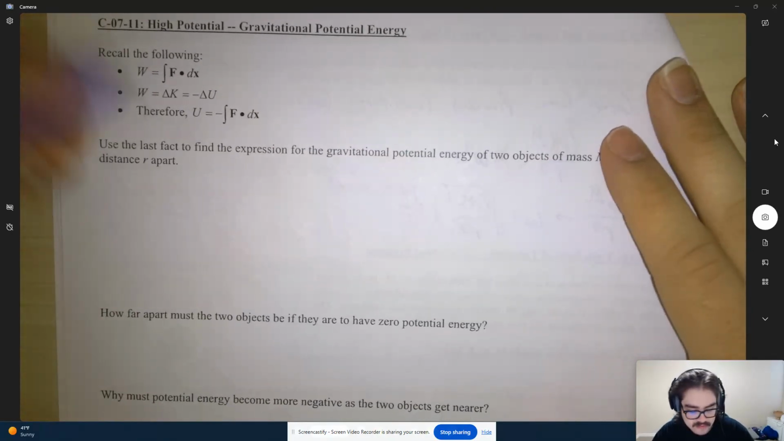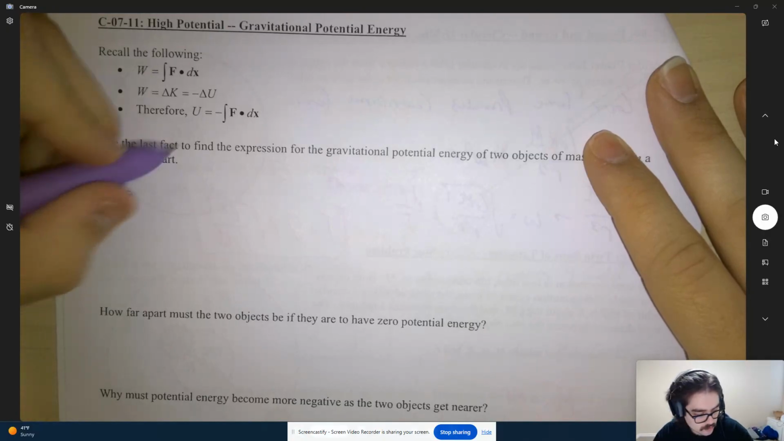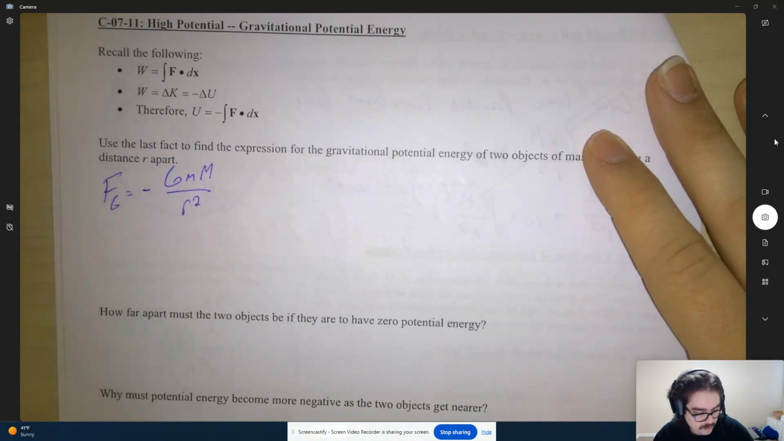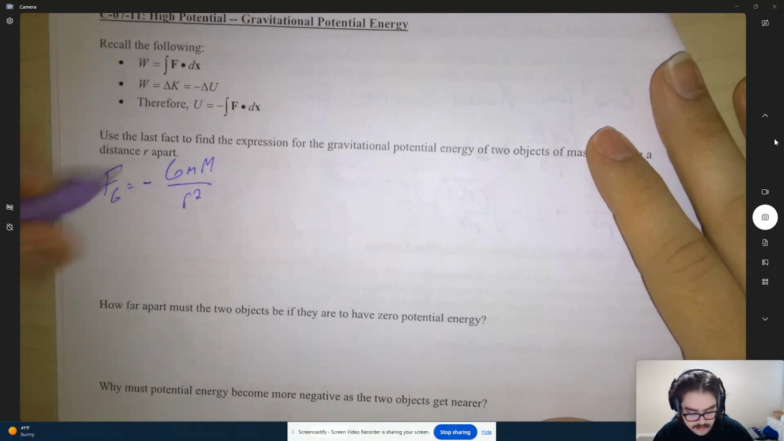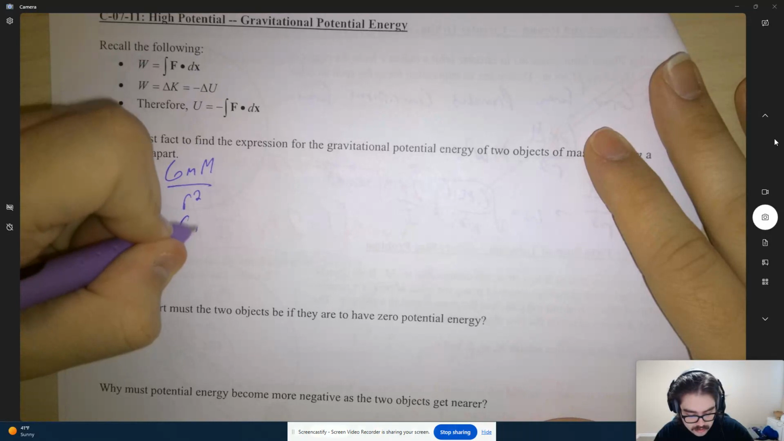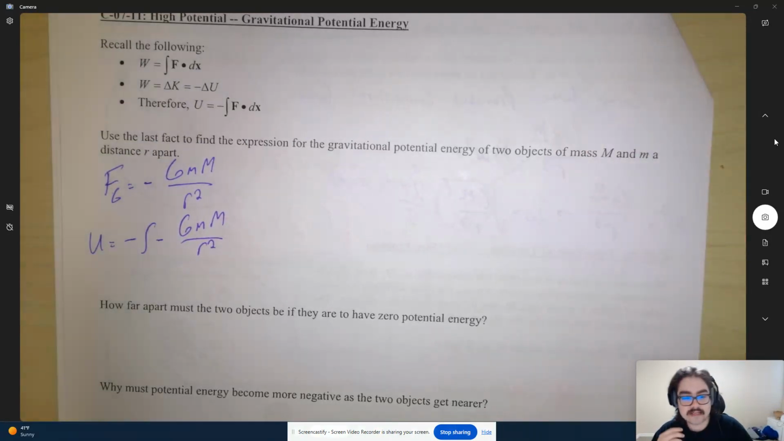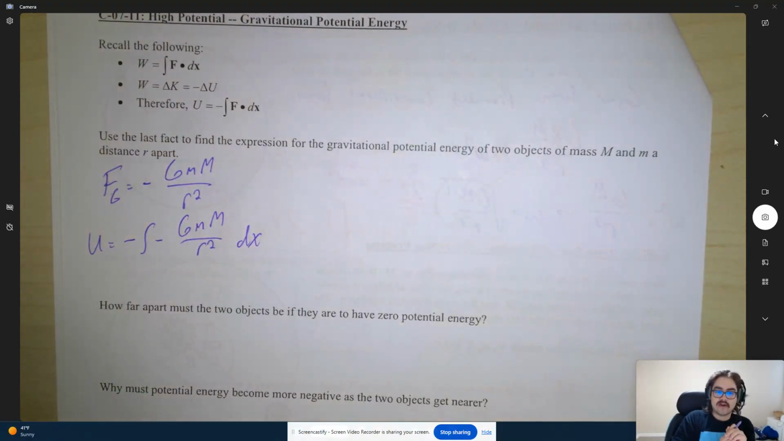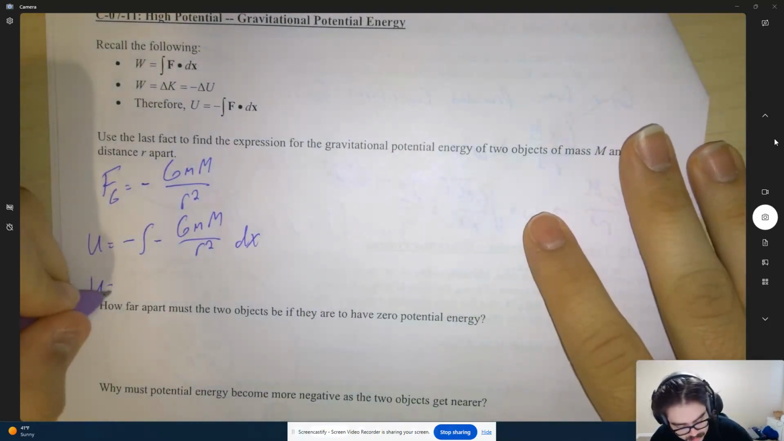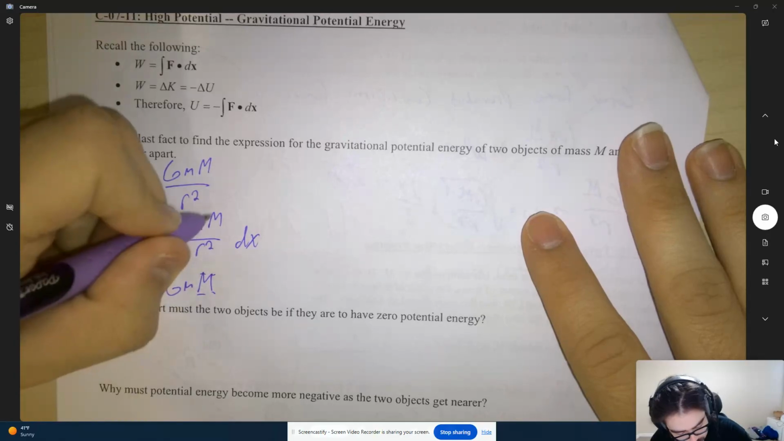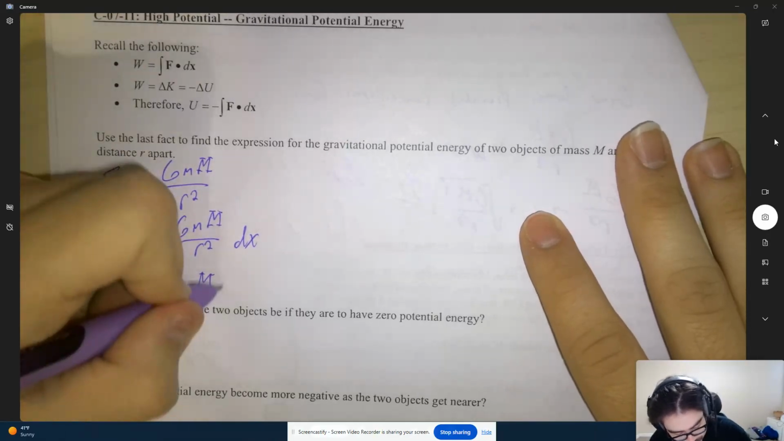The easy derivation for this is that if I know that the gravitational force is equal to negative big G little m big M over r squared, I just need to take the negative integral of that, dx, to get the potential energy of two objects that are some distance apart from each other, right? What I'm going to do is rewrite this so it's a little bit easier to take the integral of. I like having everything in the numerator when I take my integrals. You obviously do your own thing, as long as it's right.